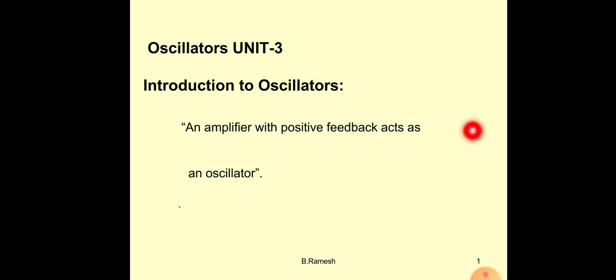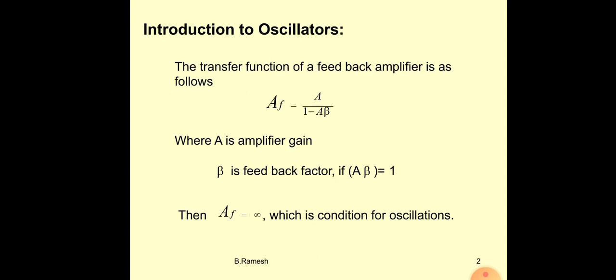With a bias voltage, one transistor amplifier, and a feedback network, we can generate the sustained signal at a particular frequency. That frequency is called the resonant frequency. Okay, so that is the introduction of the oscillator.